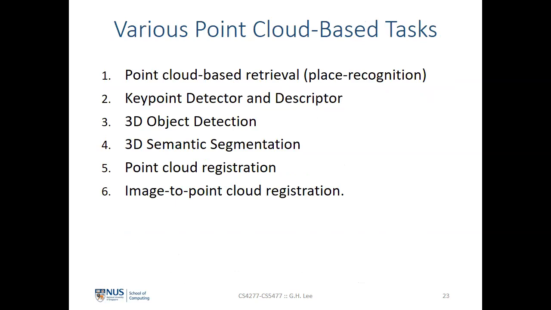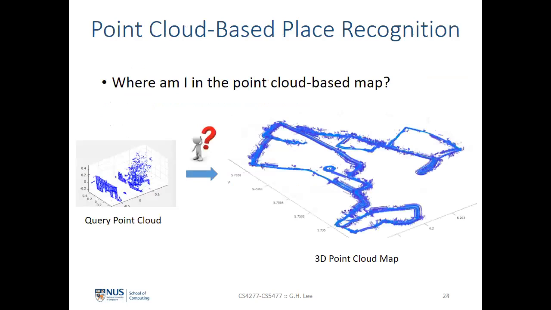Right. So after introducing you to the two networks that have pioneered point cloud processing, I'm going to next tell you about various point cloud based tasks. Essentially I'm going to talk about 6 different tasks over here: place recognition, keypoint detector, descriptor, 3D object detection, 3D semantic segmentation, point cloud registration, and image to point cloud registration. So I'm going to introduce you to some of the pioneering work in all these respective areas. Right. So let me talk about the first task, which is point cloud based place recognition.